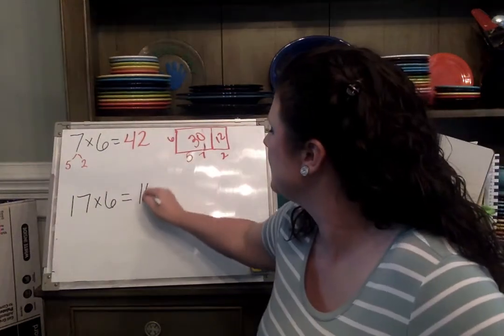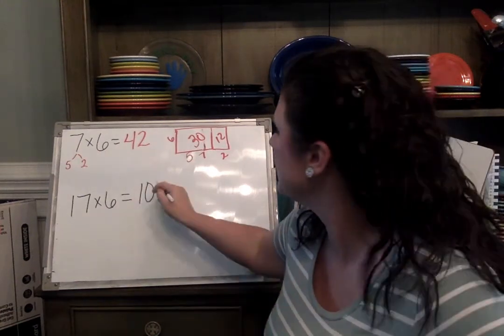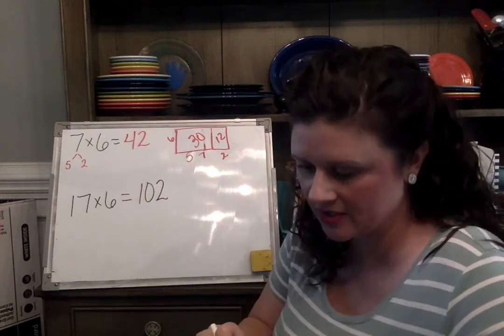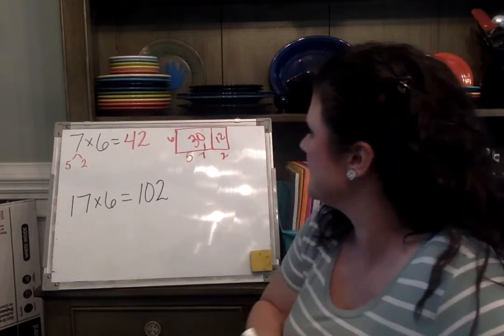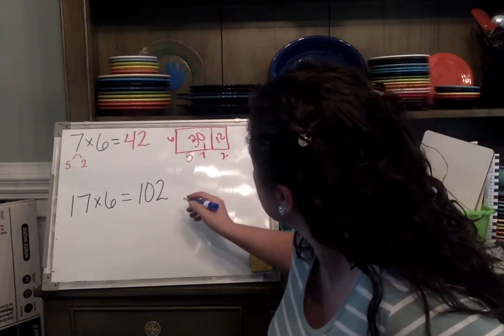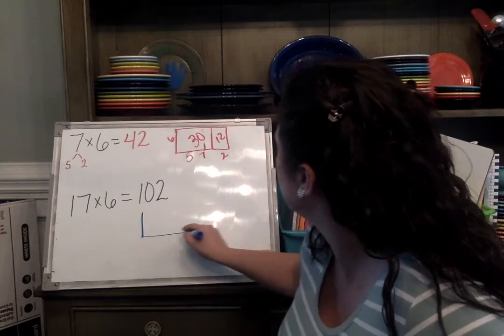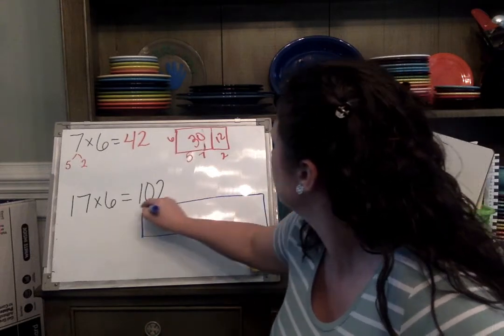Some of you might have been thinking ahead to partial product or distributive property, and you came up with the answer 102. Let me draw this out so you can kind of understand how these two problems could relate. So this is a 6 by 17.